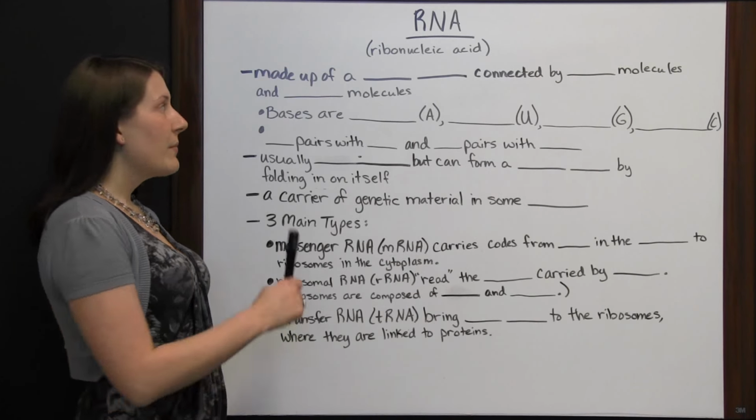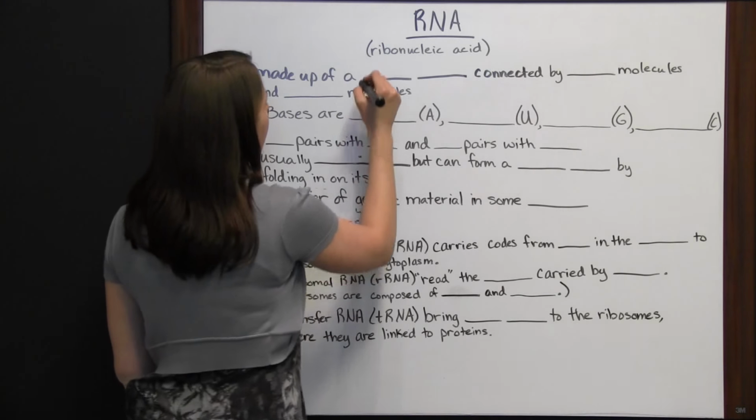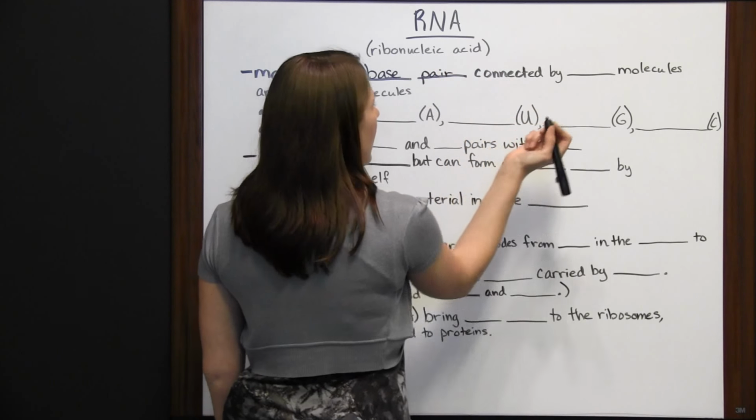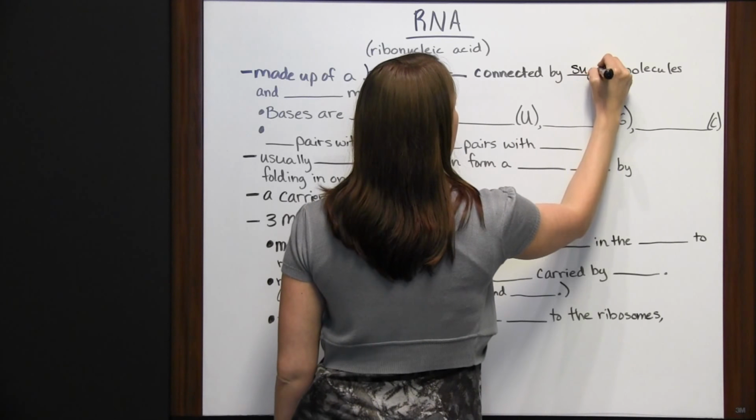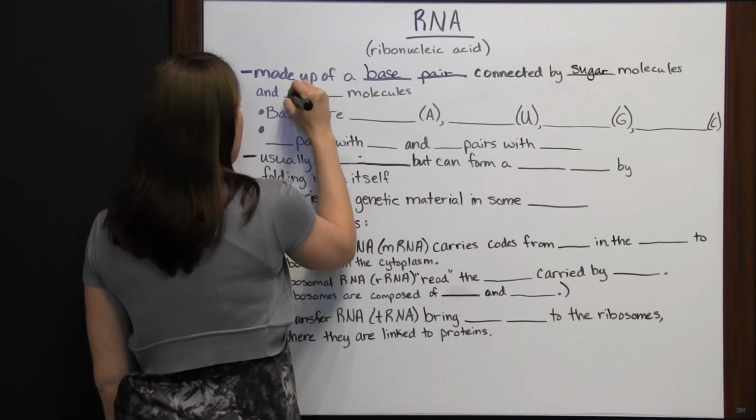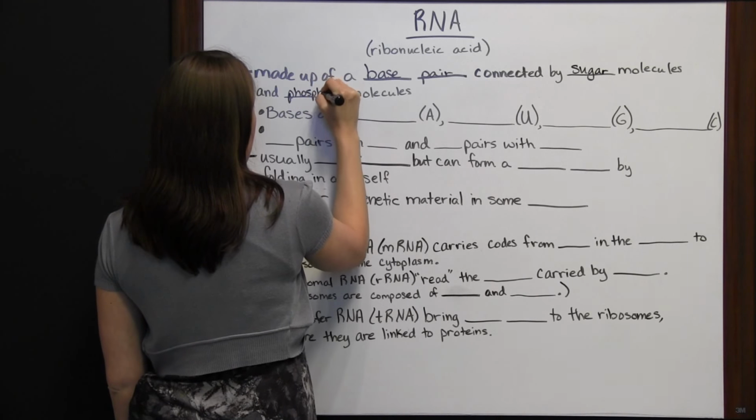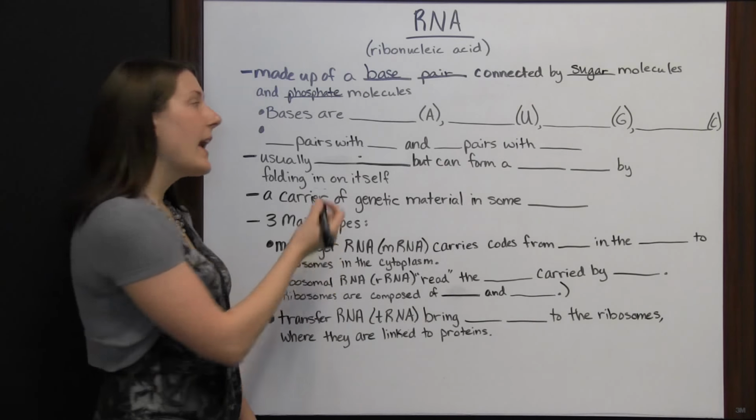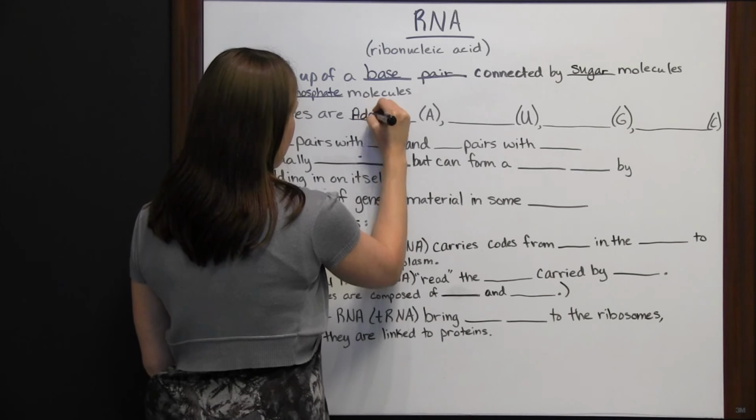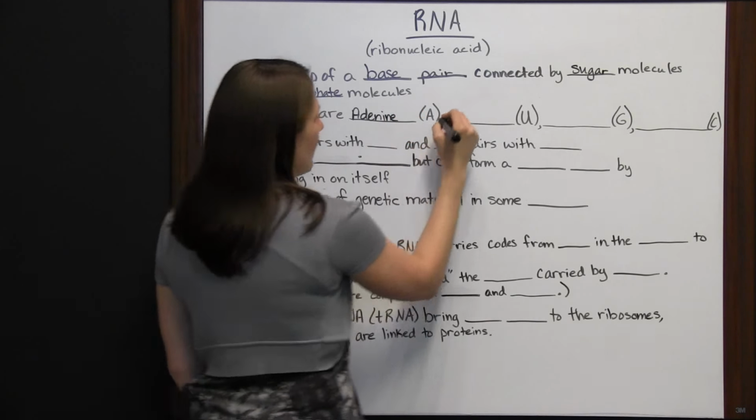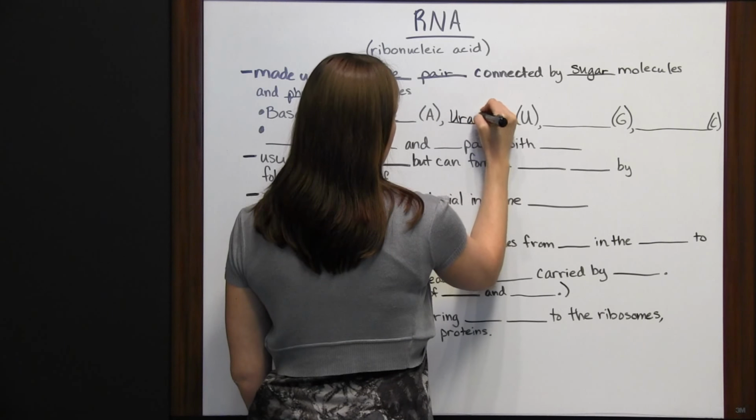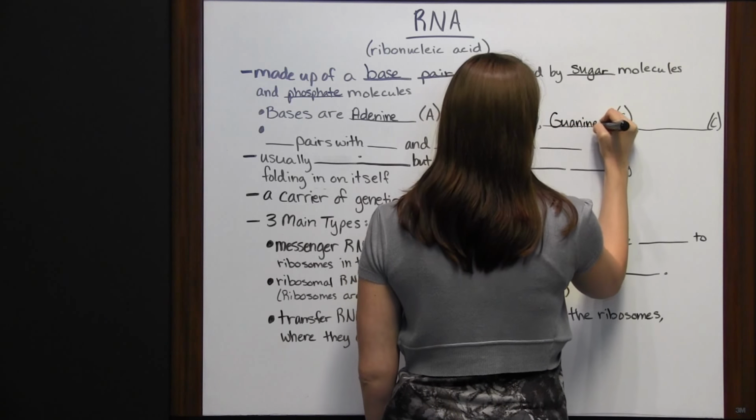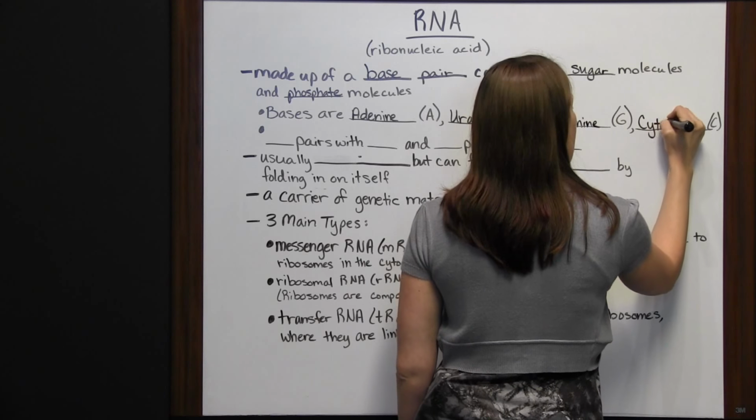RNA, or ribonucleic acid, is made up of a base pair connected by sugar molecules and phosphate molecules. Now, the bases in RNA are going to be adenine, uracil, guanine, and cytosine.